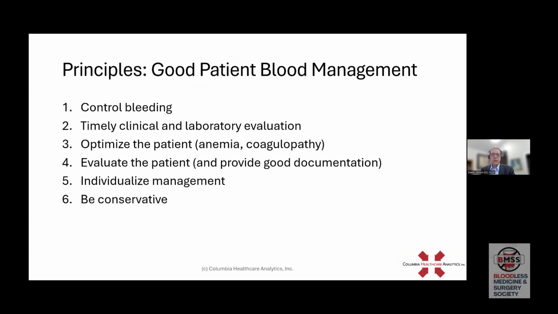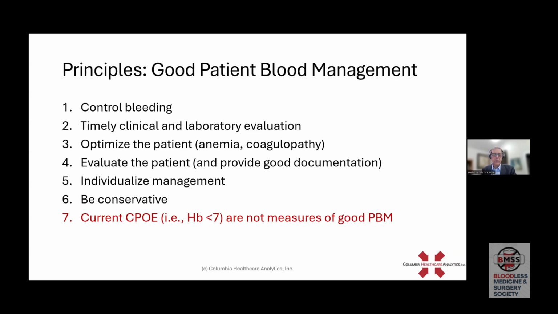When I look at thousands of charts, the indication in the progress note is "the patient's anemic." I mean, that's all they document. Individualized patient management: don't just respond because the hemoglobin is less than 7, and be conservative. In other words, don't rush to transfuse. Oftentimes you can wait 12, 24, 36 hours in many situations. And finally, the current CPOE criteria, such as a hemoglobin less than 7, are not measures of good blood management.